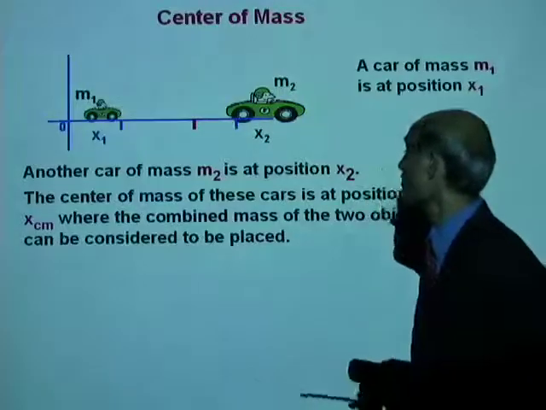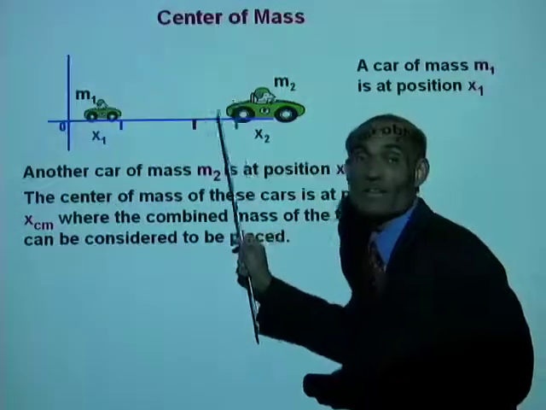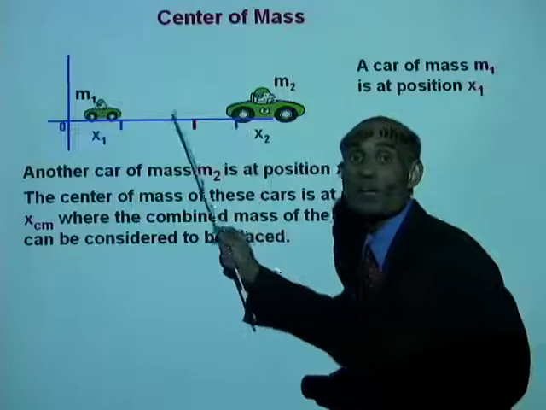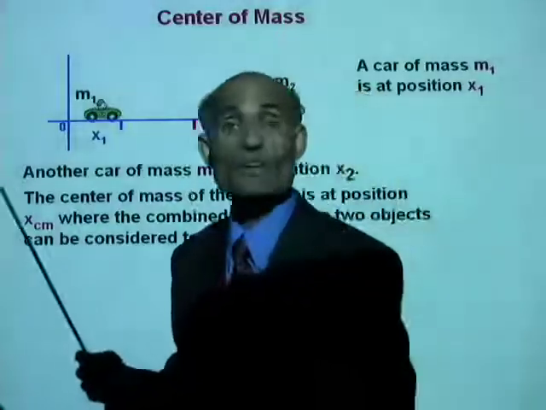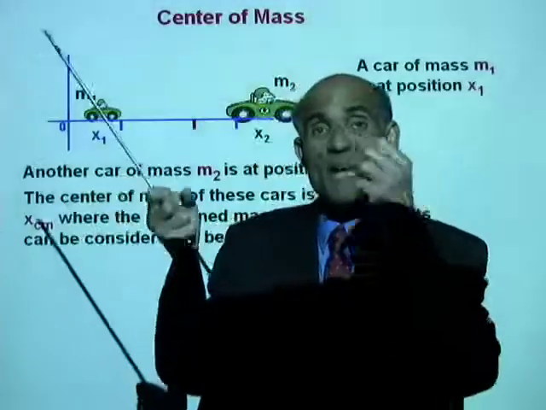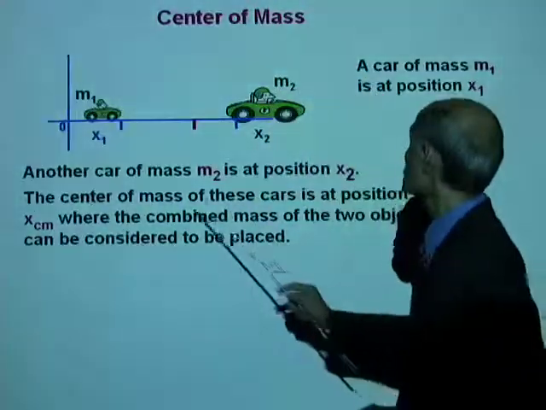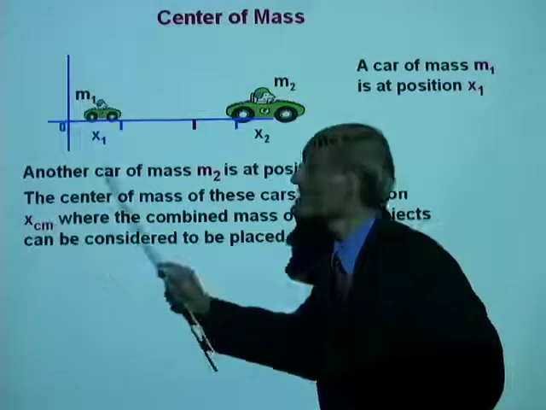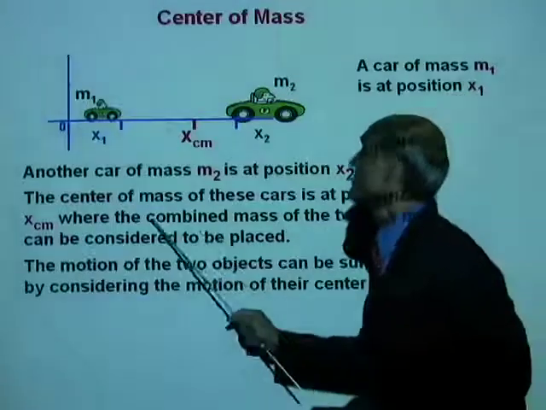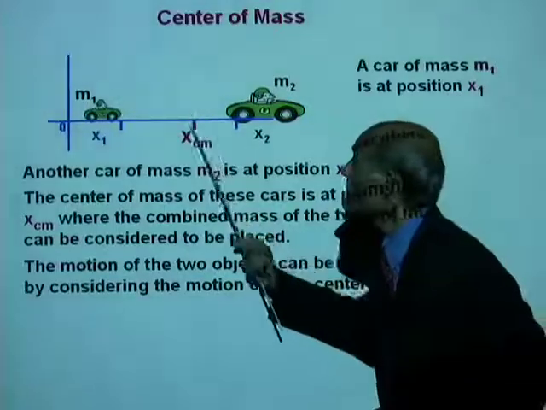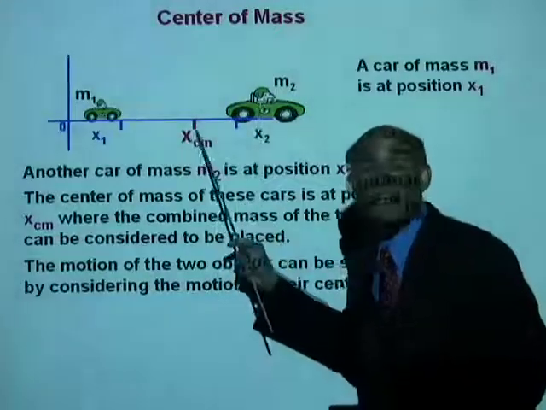The center of mass of these cars will be somewhere in between. It will be closer to the bigger car than to the smaller car. In other words, center of mass is a point where the two masses can be assumed to be concentrated. So the center of mass of these two cars is at x center of mass, somewhere here. So that the combined mass of these cars can be assumed to be placed at that point.